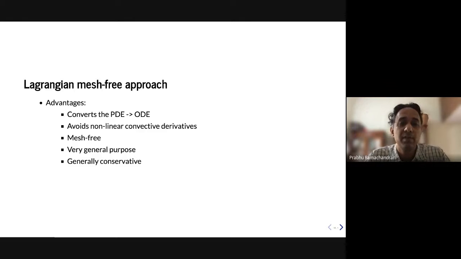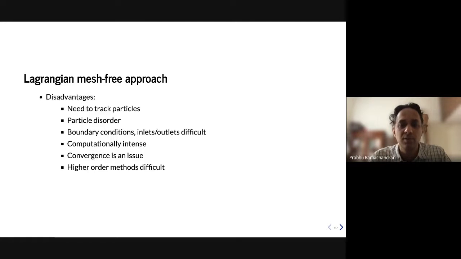As I said before, it's very general purpose, and in general, most formulations are conservative, which means if you're doing things like shock or any hyperbolic system, it will capture the shocks and things pretty well. There are issues, of course, so it's not without its disadvantages. The biggest disadvantage is, of course, you have to start tracking particles. It's not like a fixed Eulerian mesh. You have to keep tracking these particles.